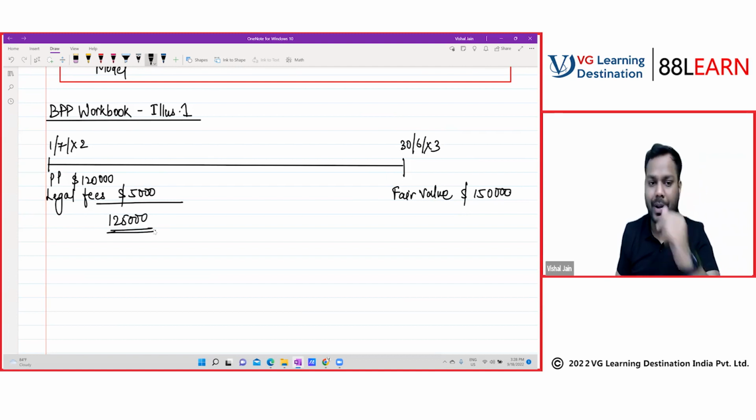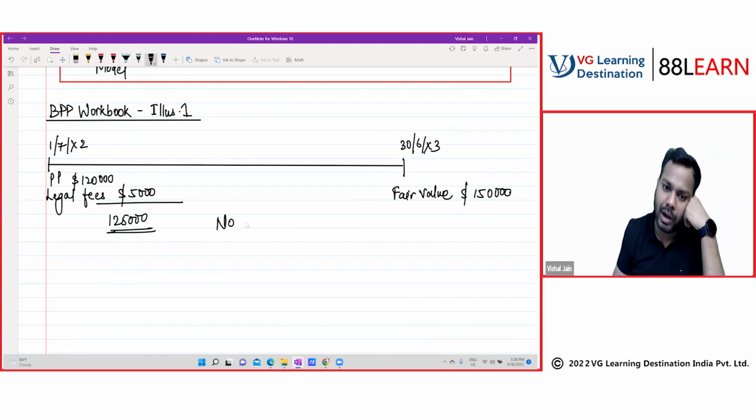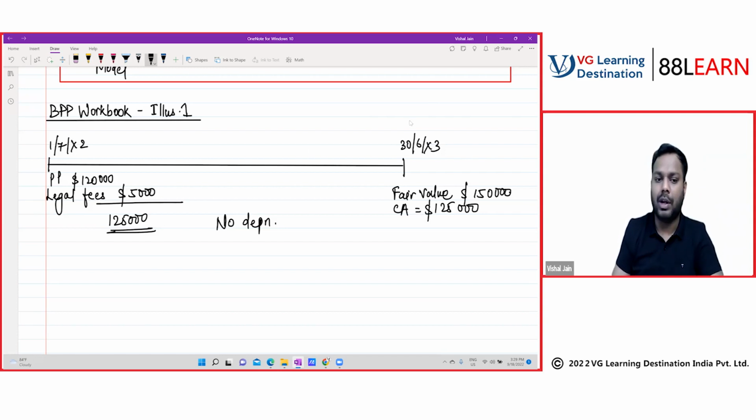Now tell me, will we depreciate the land? Do we depreciate land? No depreciation. Right. So what is the carrying amount of land? So the carrying amount is $125,000. Right. Carrying amount is $125,000.